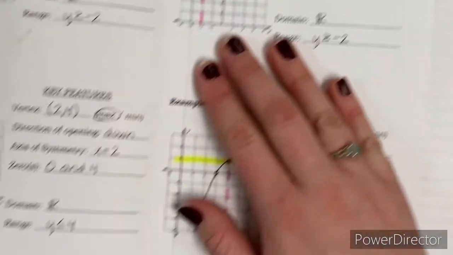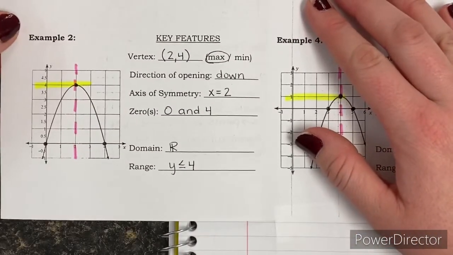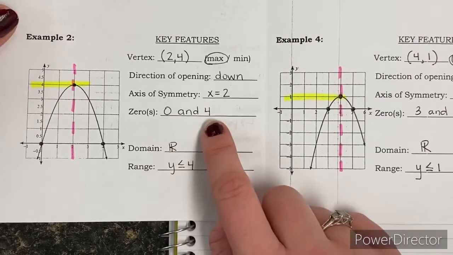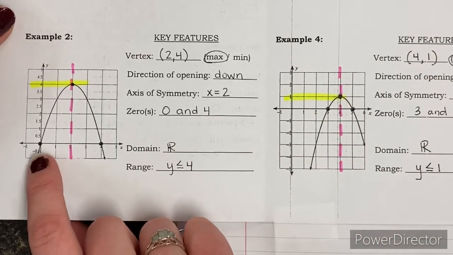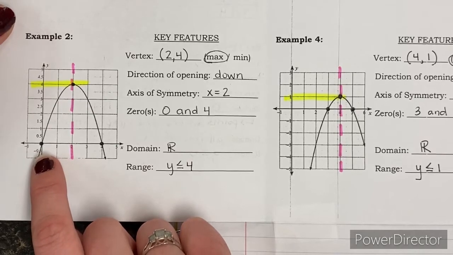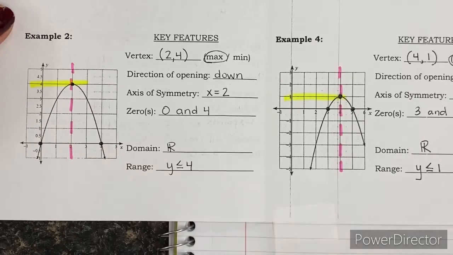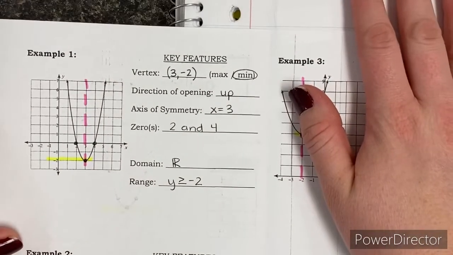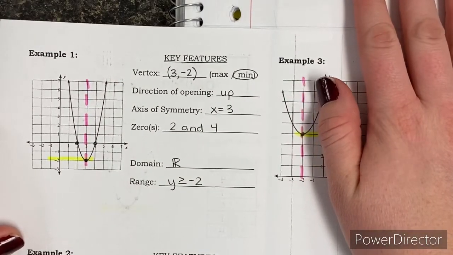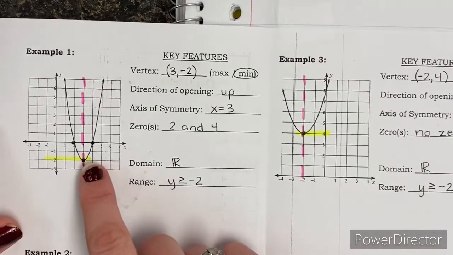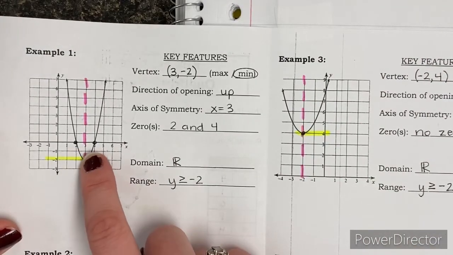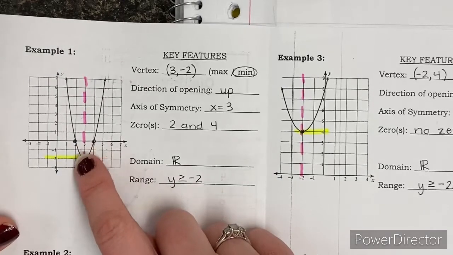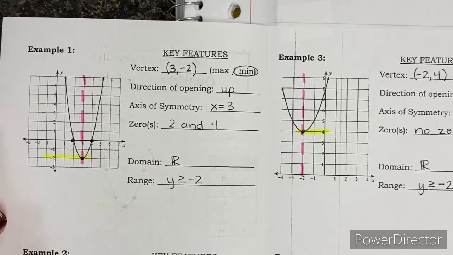Okay, here's example 2. So the zeros were at 0 and 4. I know this graph looks a little bit weird, but that's the origin. And finally, here is example 1. So the zeros for example 1 were at 2 and 4. And I made sure to put little dots so that I could easily see them and identify them.